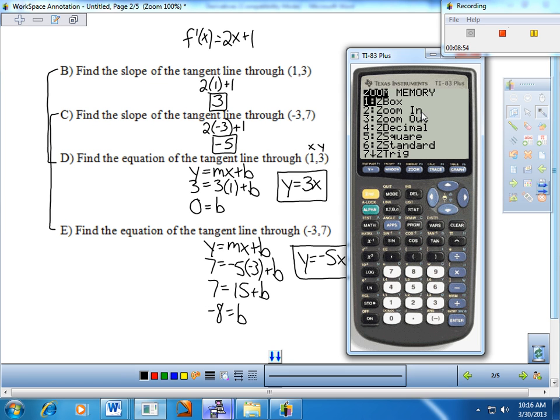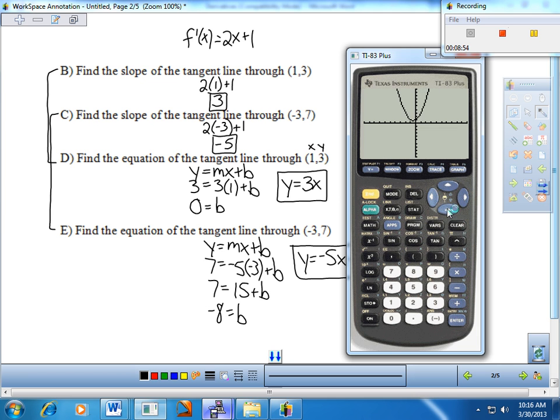So I picked 1 point. Here's 1 comma 3. Does everyone see that right there? 1 comma 3. So picture the tangent line, I should say. Slope of the tangent line apparently was 3. And the equation of that tangent line should be y equals 3x. Let's take a look at that.